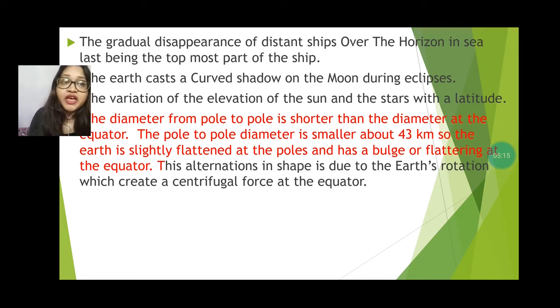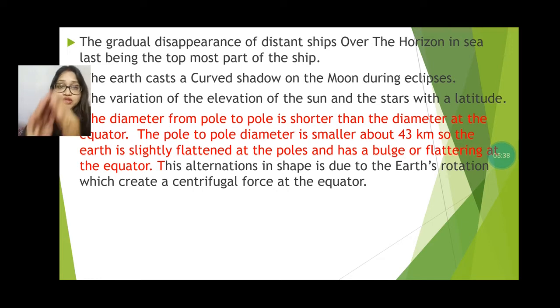The variations of the elevations of the sun and the stars with latitude also show this. The pole-to-pole diameter is shorter than the diameter at the equator. There is a difference between the pole-to-pole and the equatorial diameter of 43 kilometers.